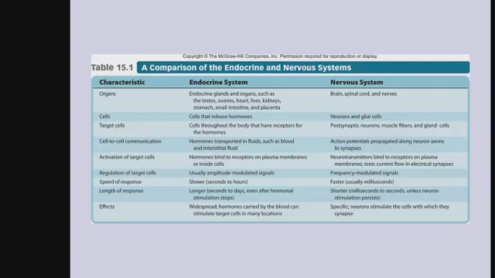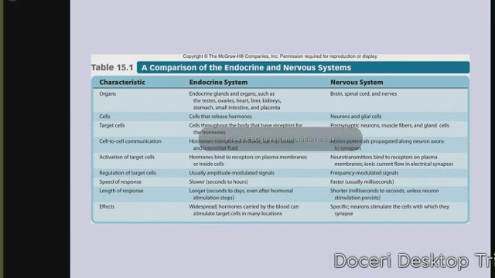You have cells. Cells in the endocrine system release hormones. It can be many different types of cells. Even fat cells release hormones. In the nervous system, there are specialized cells that only pertain to the nervous system, such as neurons and glial cells. Okay, target cells. What can be targeted in the body? It's basically any cell in the body. Cells can be targeted throughout the body as long as they have a receptor for those hormones.